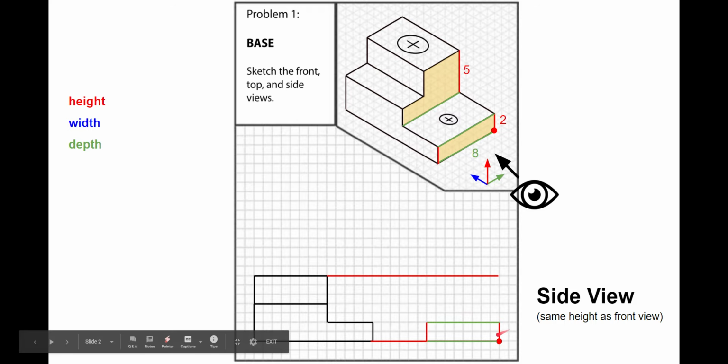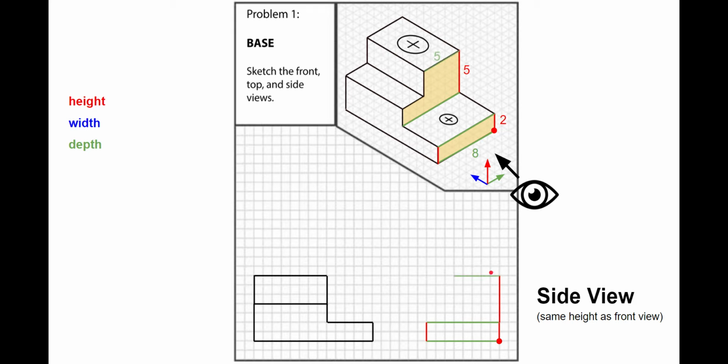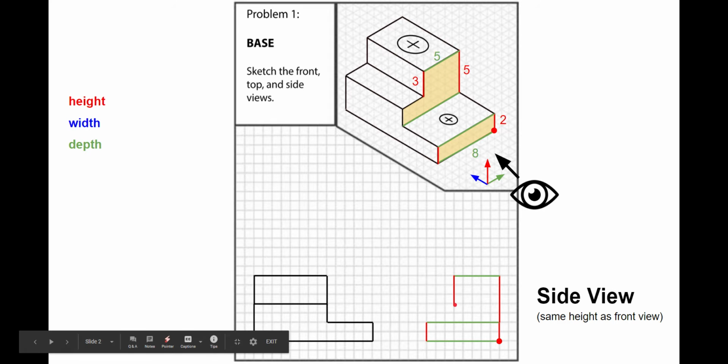So to go from this point up, I'm just going to go 5, which will get me all the way to that height line that I was at before. Then I'm going to go over another 5 before I go down 3. And then I'm going to continue the shape, so over and down. And that is the side view.